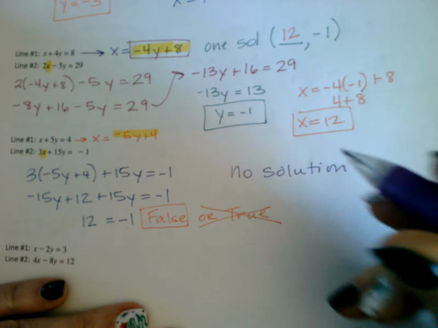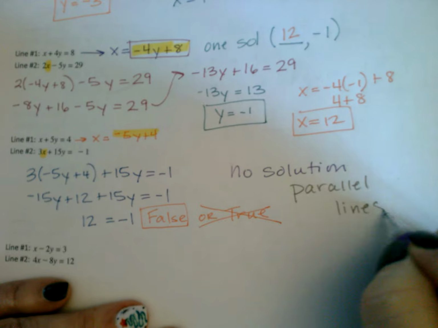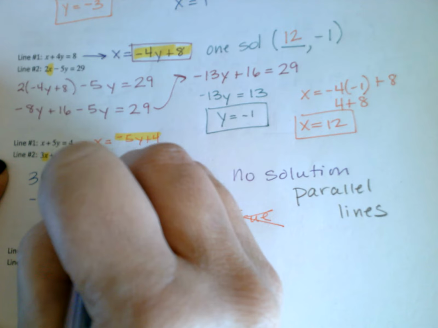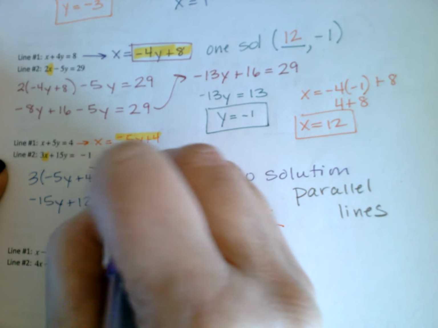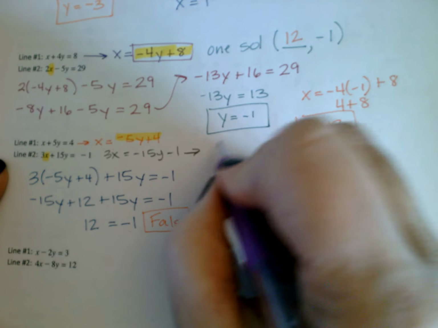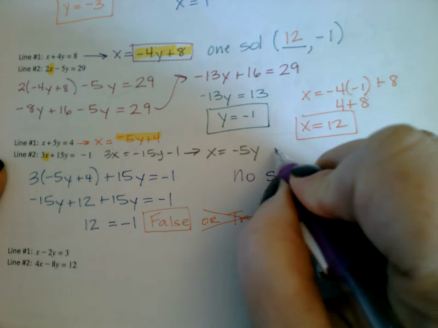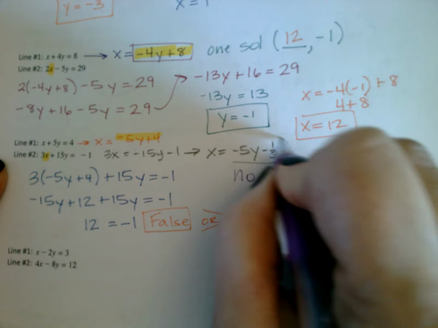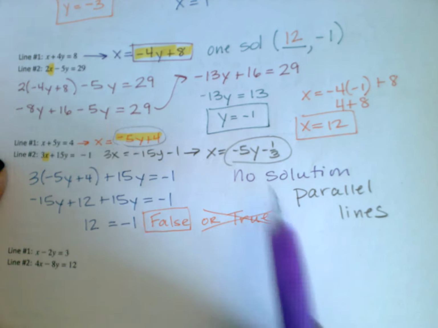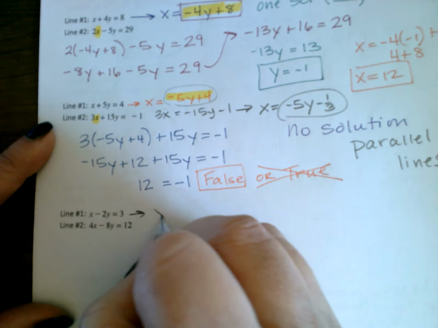Well, what kind of lines create no solution? Hopefully you're thinking about parallel lines. If I rewrote this and set it equal to x, divide by 3, I can see we have almost an identical equation, so they are parallel lines. They will never cross.